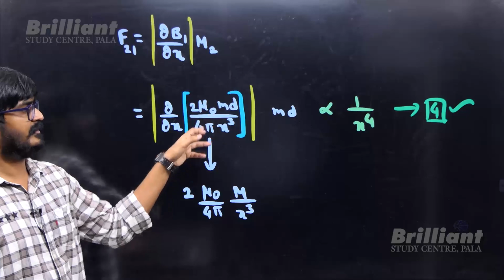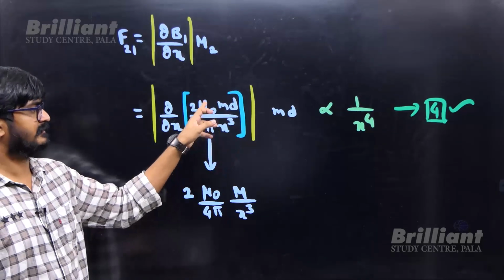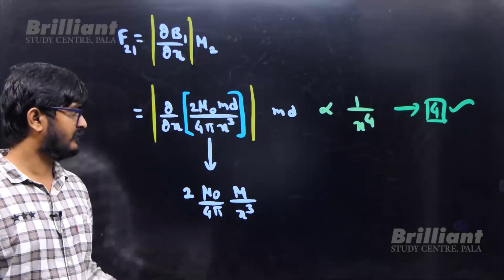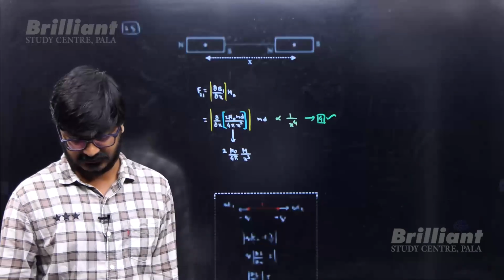So this is 2kp by x cube form you will be getting. 2kp by x cube. Now differentiation of this one will be 1 by x power 4. That's the required answer, right?